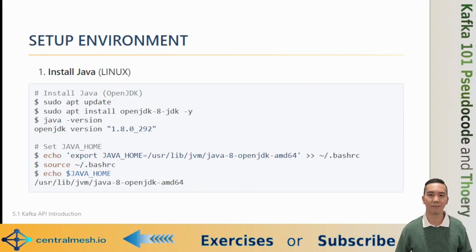Linux users can install Java through their package manager. For example, on Ubuntu, you would use the apt package manager. After installation, set the Java home variable in your bash configuration file for system-wide use.